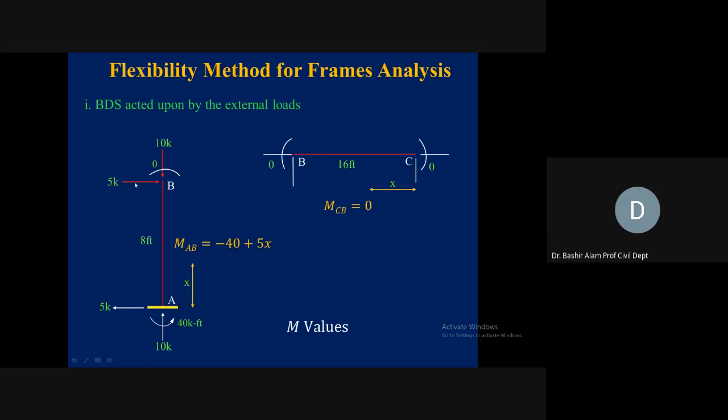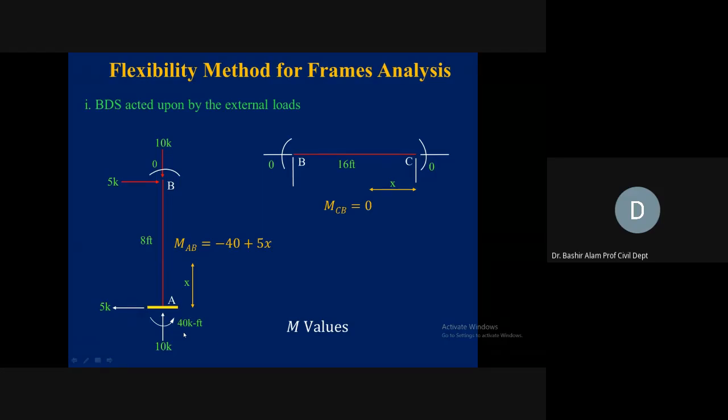So at B, this 5 kip externally applied load is rightward, so summation of Fx will give you this 5 kip leftward directed here. This 10 kip is downward, so 10 kip in the upward direction. Let's look at the moment now. So 5 times 8 is giving us 40 clockwise, so 40 counterclockwise. This is the support reaction at joint A.